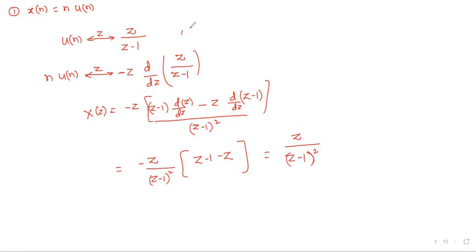What is the ROC? Mod z is greater than 1. So the ROC doesn't change. Next, the next property.